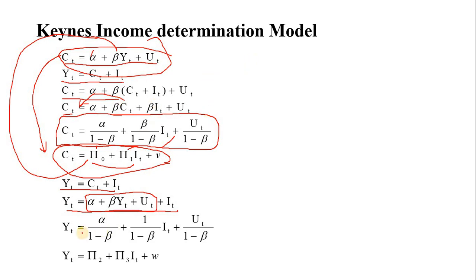So this will be yt = alpha divided by 1 - beta, plus 1 divided by 1 - beta into it, plus ut divided by 1 - beta. This is the second equation. So this alpha divided by 1 - beta is called pi 2, 1 divided by 1 - beta is called pi 3, and this is the second composite error term, w. So we have two structural equations and now we have two reduced form equations.